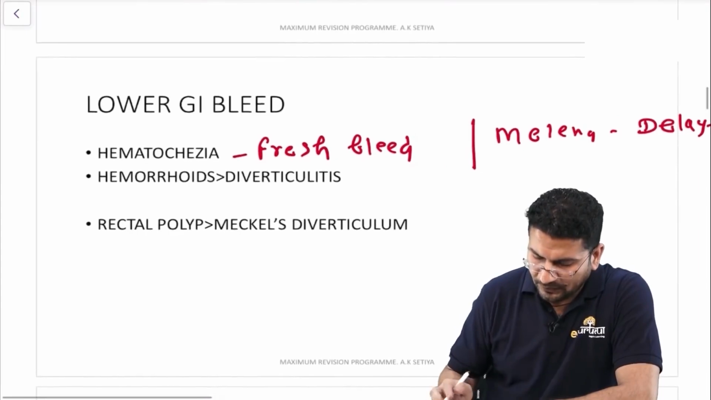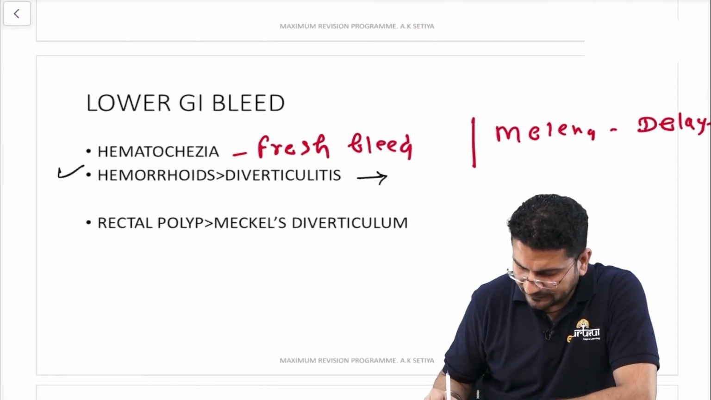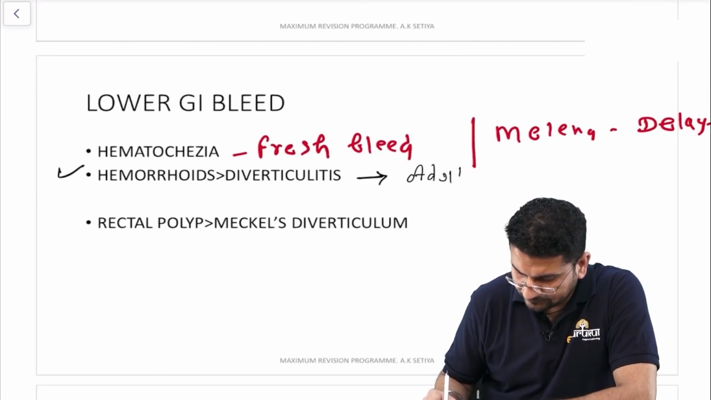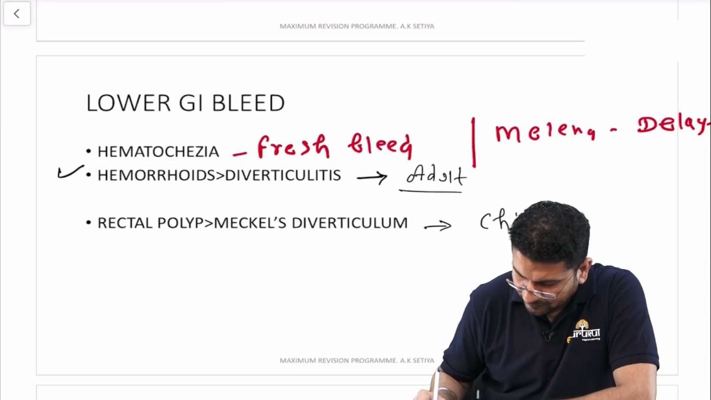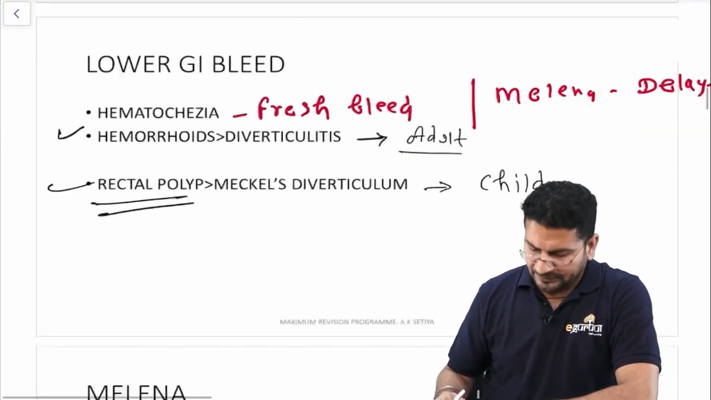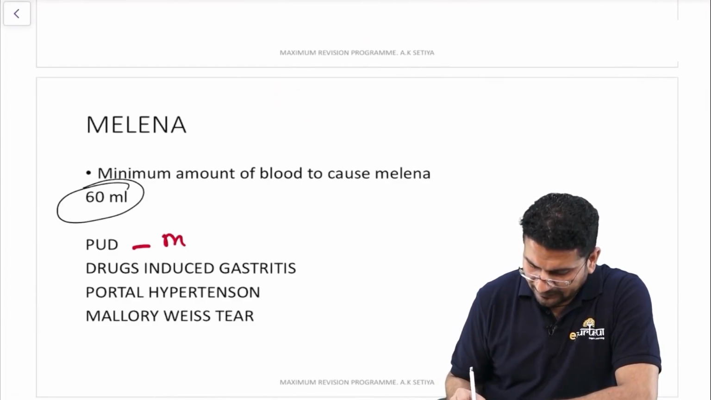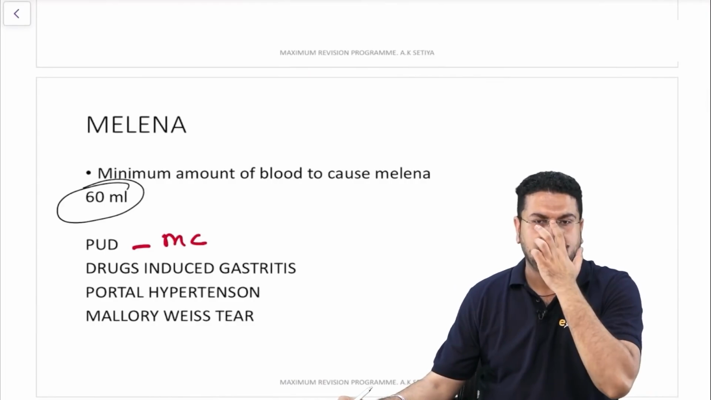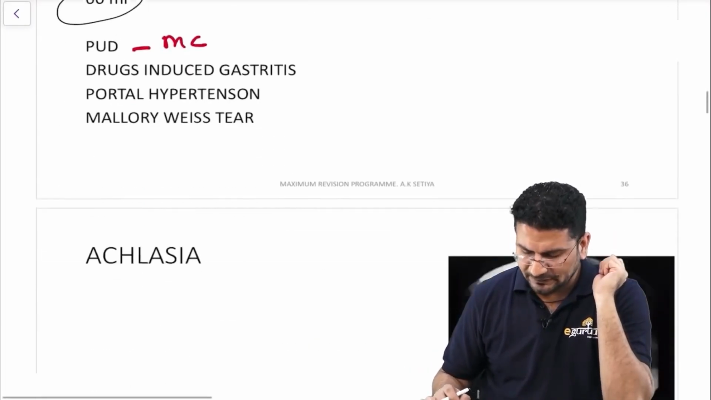The most common cause of hematochezia, remember, is hemorrhoids followed by diverticulitis. This is seen in adults. But if I talk about children, the most common cause of lower GI bleed is rectal polyp. For melena to occur, a minimum of 60 ml is needed. The most common cause of melena is peptic ulcer disease. There can be many other causes, but most common, remember, peptic ulcer disease.